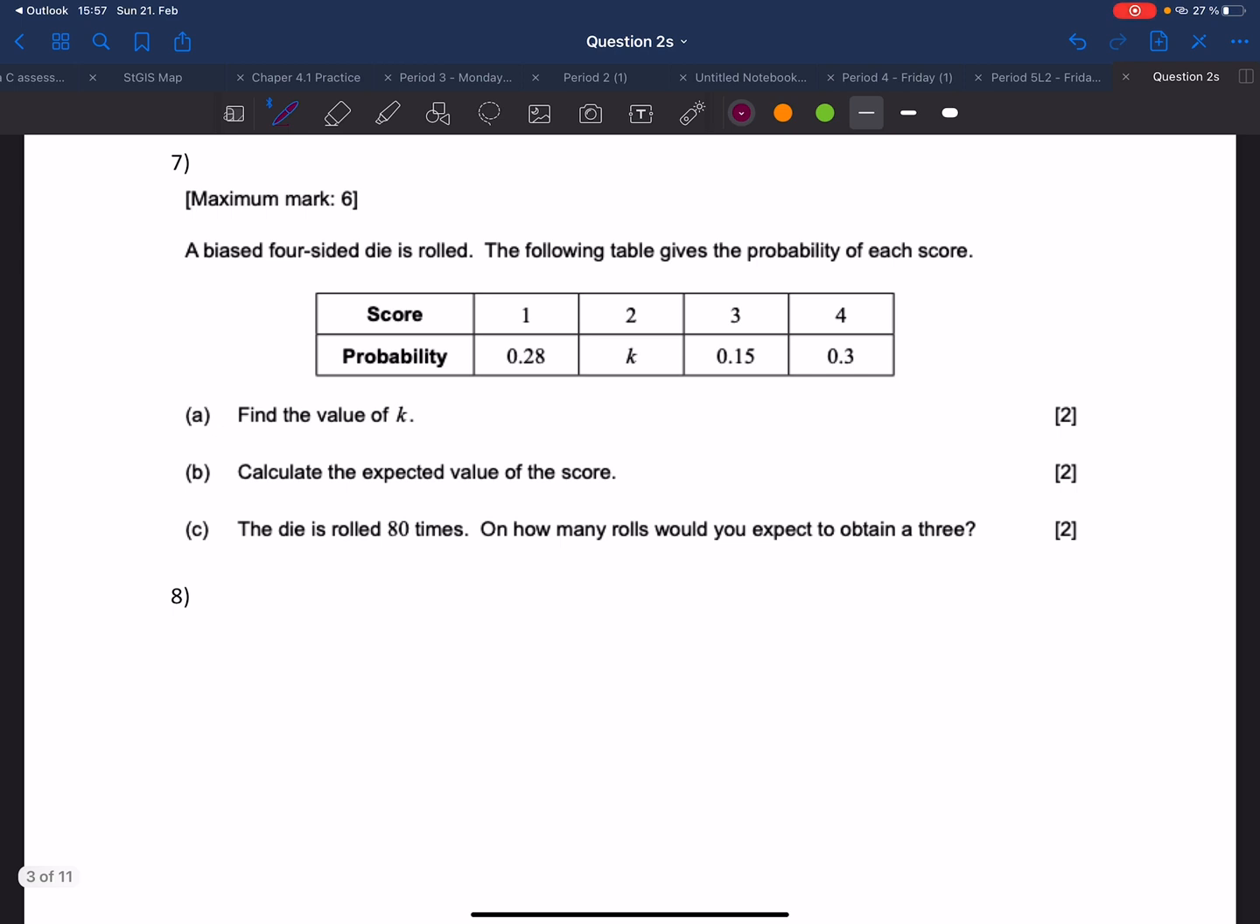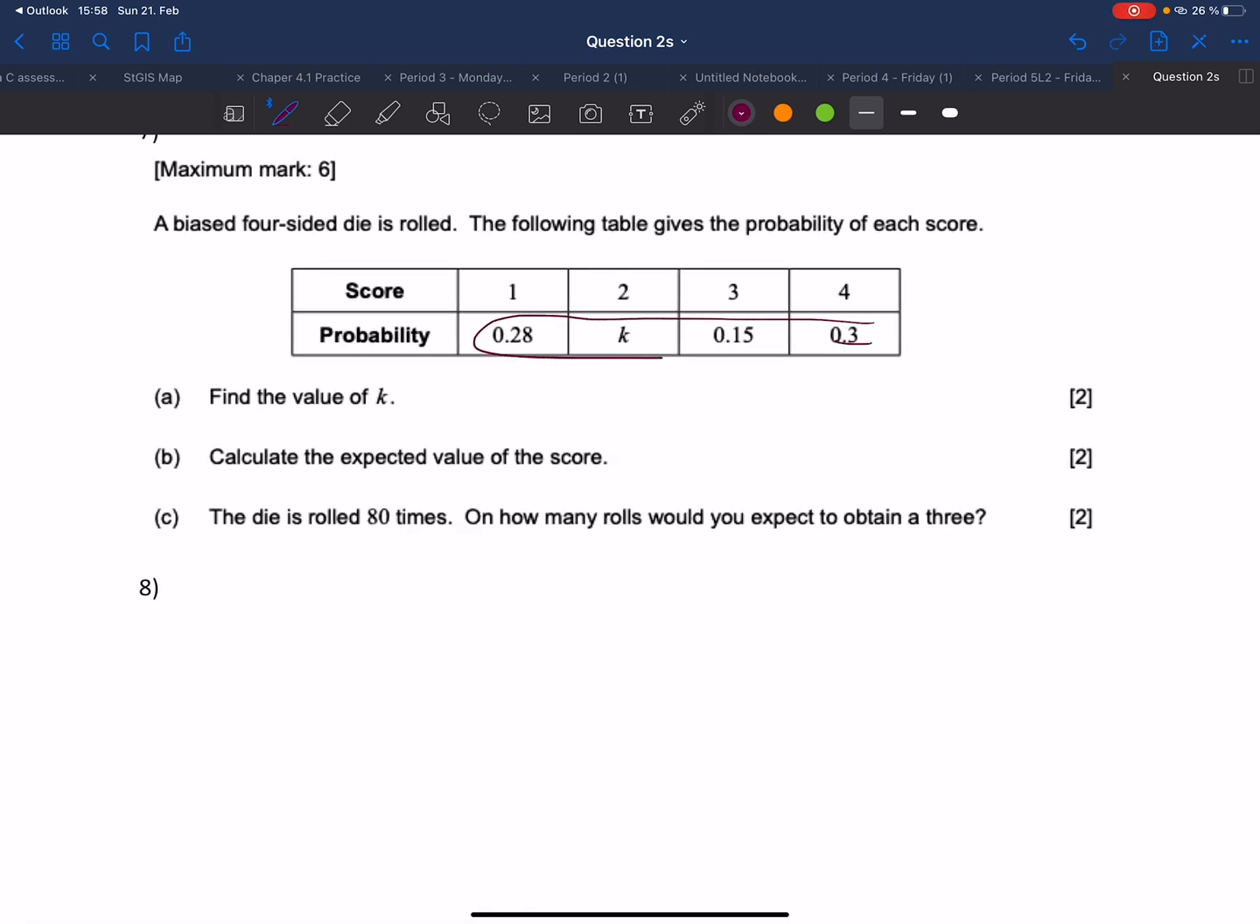Right, this is also a probability related question. It says a biased 4-sided dice is rolled and the following probability is given to each score, and it asks us to find the value of K. So in this case, something we know is it's certain that one of those 4 options will happen. So the total of all 4 of those numbers should equal 1.